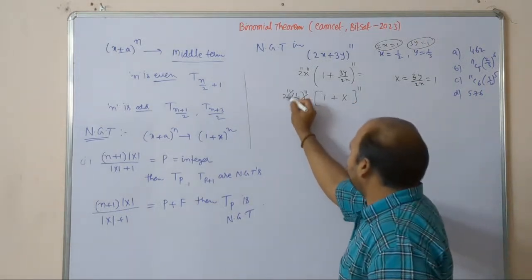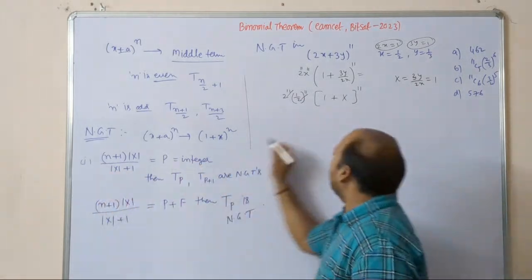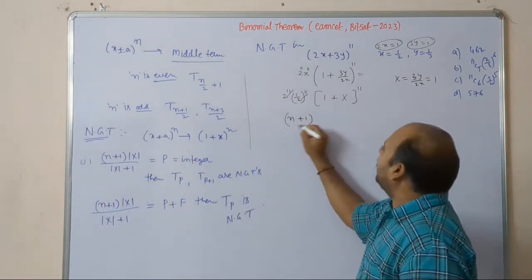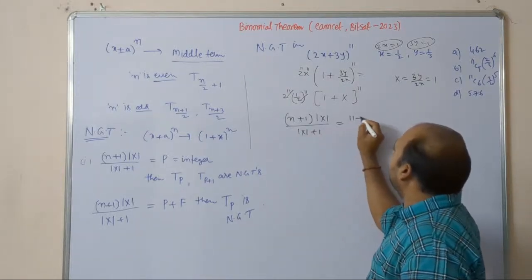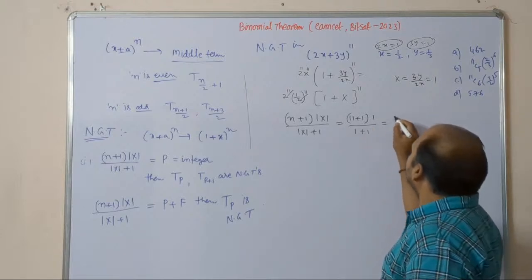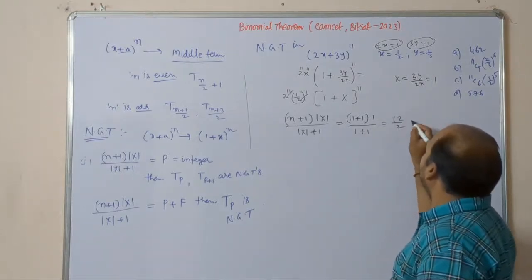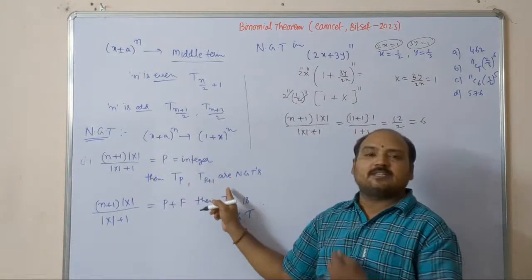So this value is also 1. First we need to calculate this value: (n plus 1) times mod x by (mod x plus 1). N value 11 plus 1, mod x value is 1, by 1 plus 1. So 11 plus 1 is 12, divided by 2, it is 6. So whenever it is an integer, 6 and 6 plus 1.